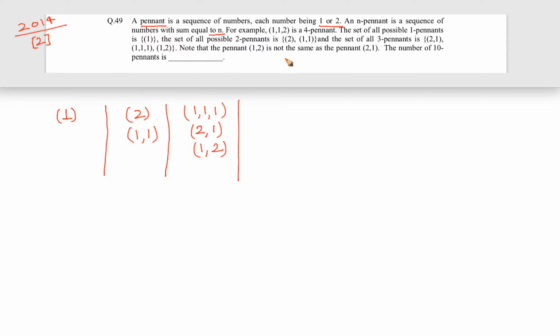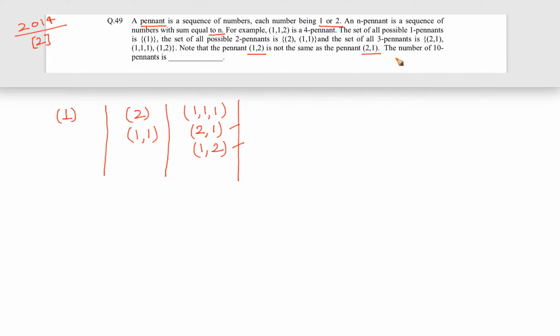Now they have given the example. In the same fashion, they have also given a reminder that note that 1 2 pennant is not the same as 2 1. So we are counting 2 1 and 1 2 separately. They are not the same. They are basically saying that the ordering inside the pennant matters. So basically this is an ordered tuple sort of thing that you can understand.